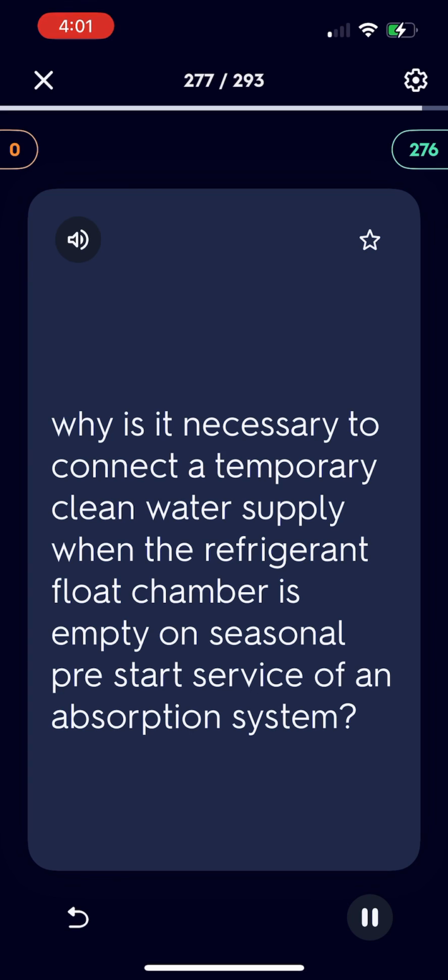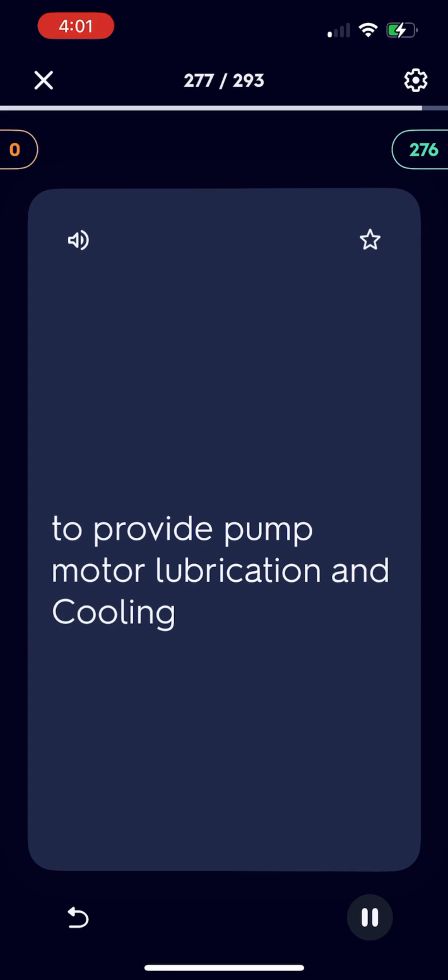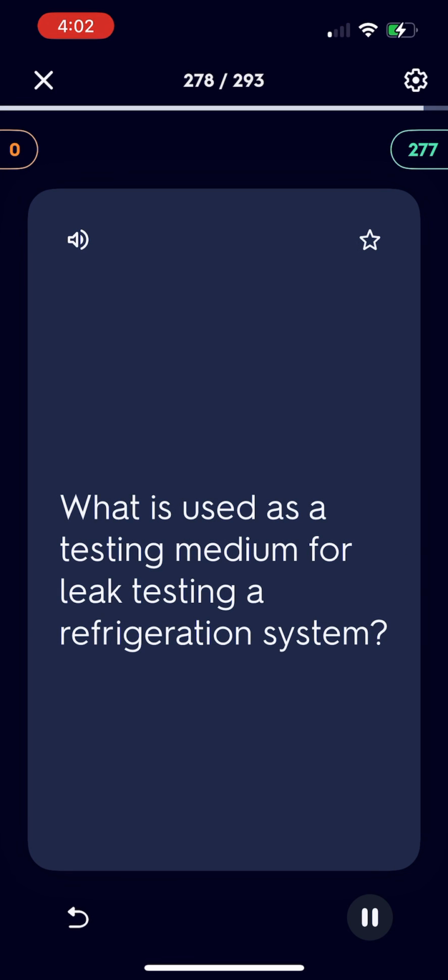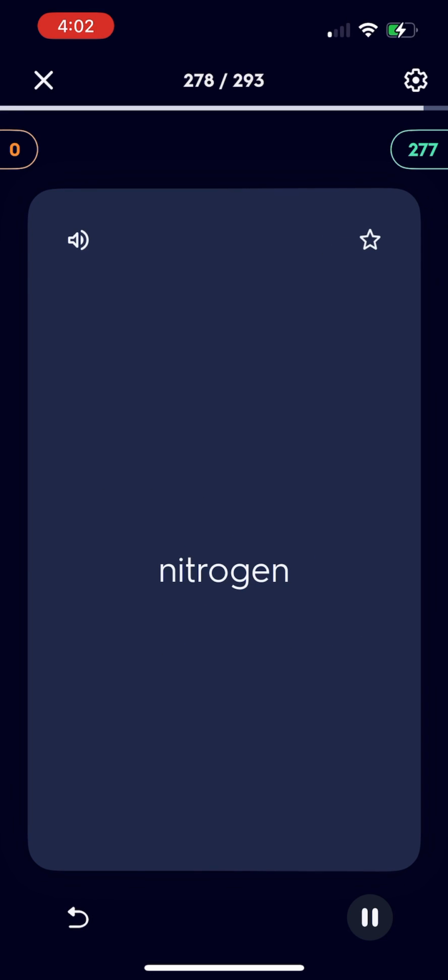Why is it necessary to connect a temporary clean water supply when the refrigerant float chamber is empty on seasonal pre-start service of an absorption system? To provide pump motor lubrication and cooling. What is used as a testing medium for leak testing a refrigeration system? Nitrogen.